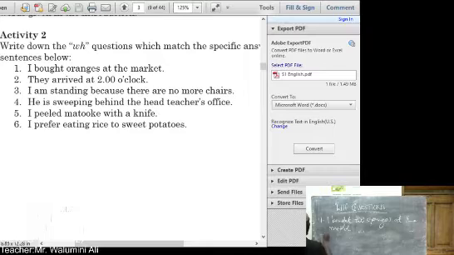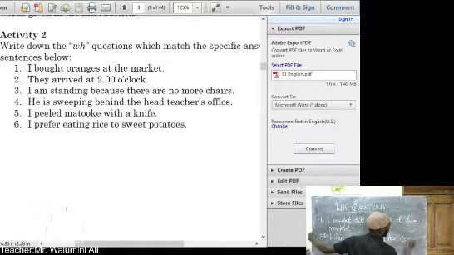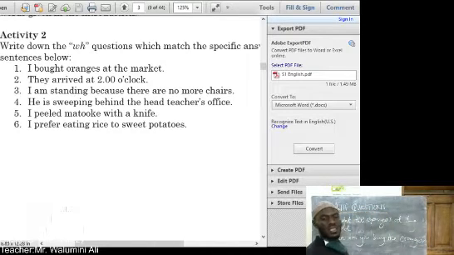Now, so you think of a question that matches with this kind of answer. Now, I bought the oranges at the market. Maybe someone was asking them where they bought the oranges. For instance, where did you buy the oranges? Where did you buy the oranges? See? So I think this is how we can answer these questions.